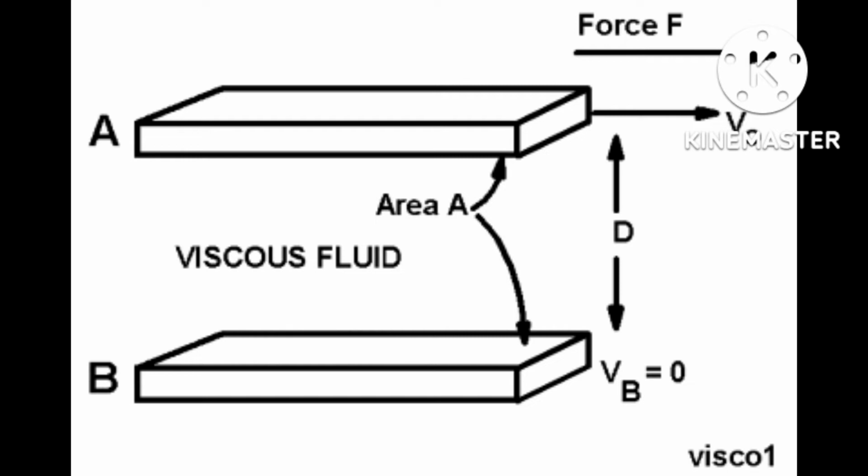The change in velocity du upon dz, as I already told you, is the velocity gradient, the change in velocity with distance. Finally, F is directly proportional to A into du upon dz. Now, if you want to convert this proportionality sign into an equal sign, you have to multiply with a constant. Suppose that constant here is eta.